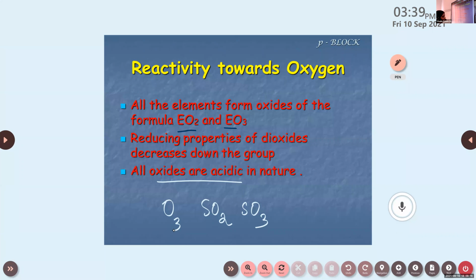Then the next one, reactivity towards halogens. Yes. So with O2, here already EO2, right? The first element is O. O plus O2 gives ozone, O3. Clear?